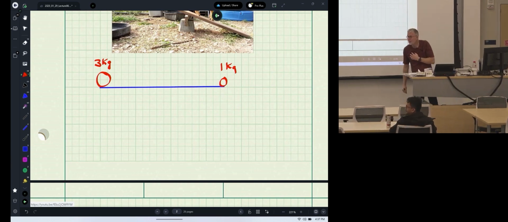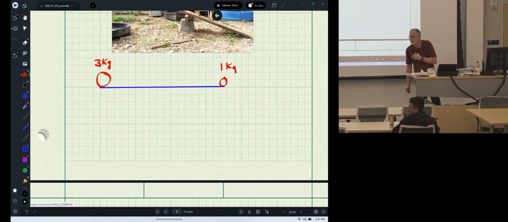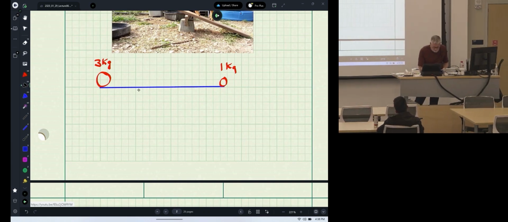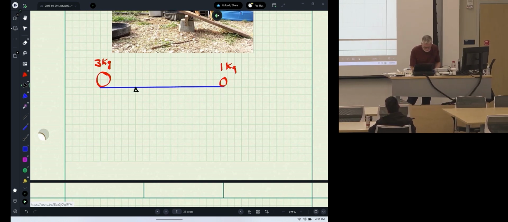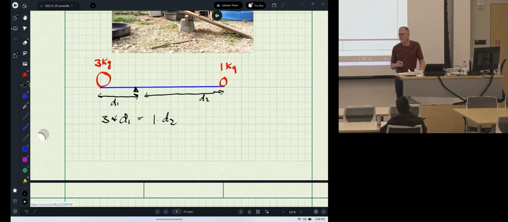Please. You have to eat with the dogs. The dogs would be the distance. Let's see if I got that. What you need is this distance, 3 times d1 should equal 1 times d2, okay? Those are called moment arms, okay?